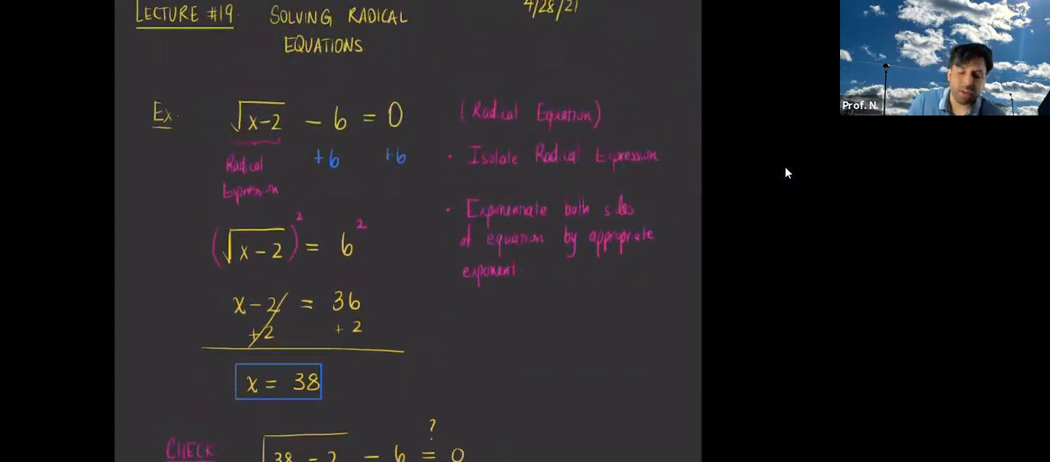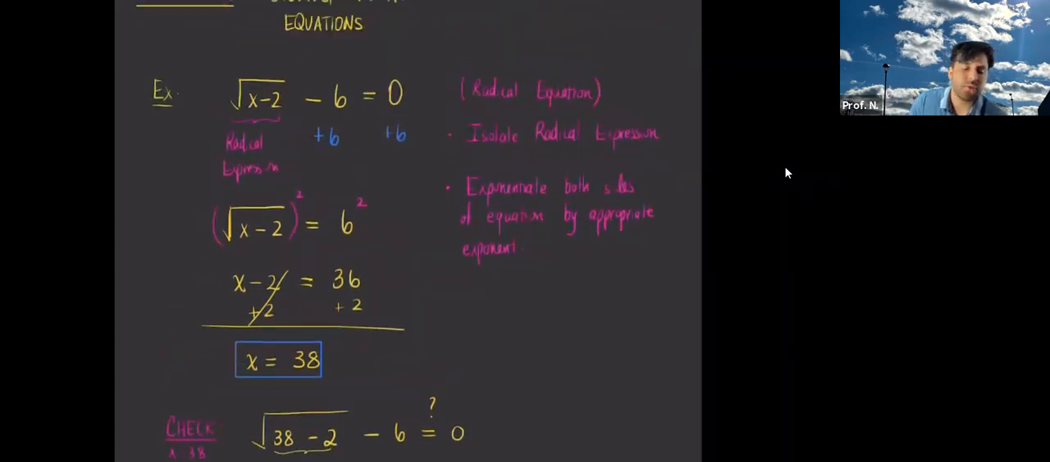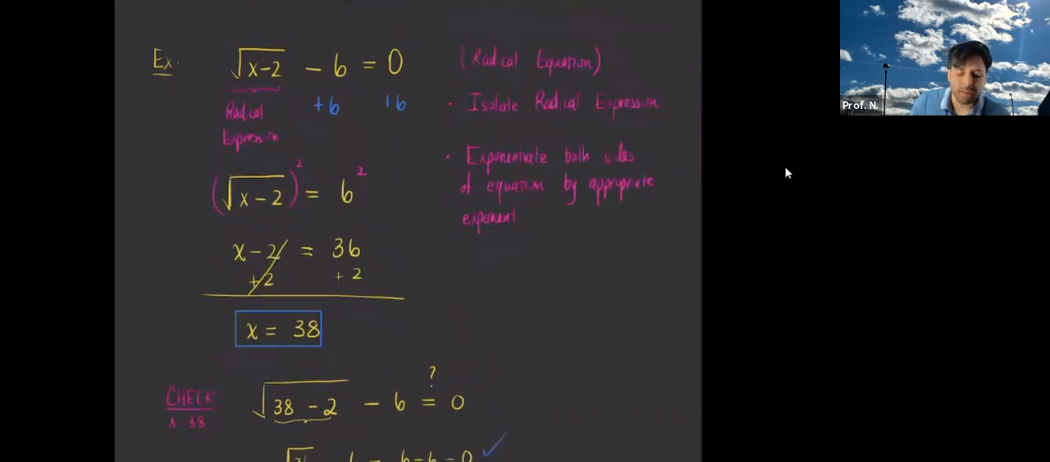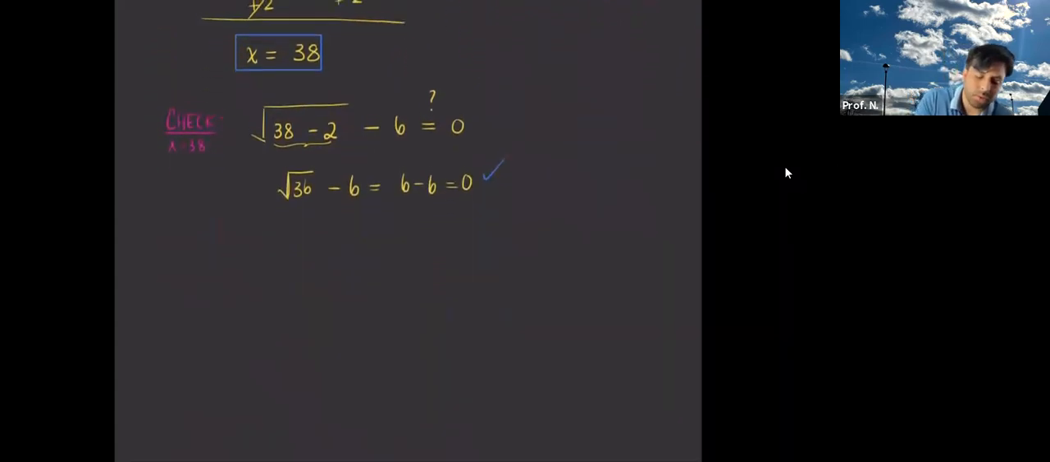Now, radical equations are not just bound to square roots, as we have seen, right? We can have different roots. We can have different radicals, different indices for the radical. So what happens if I have the cube root of x minus 3, minus 2?